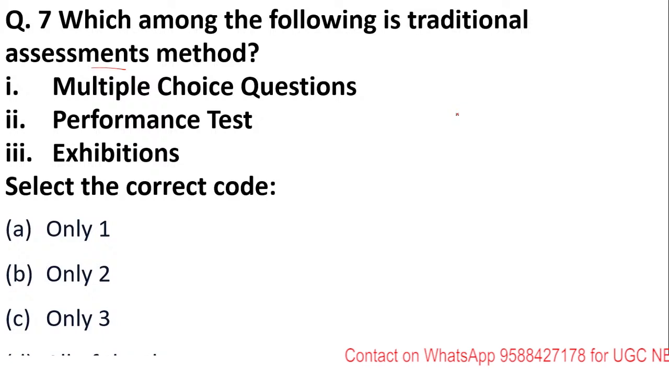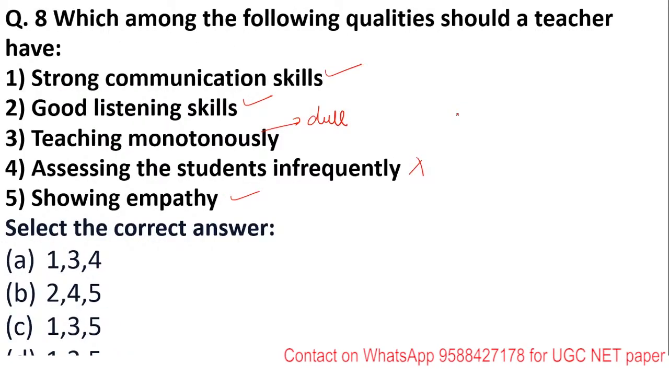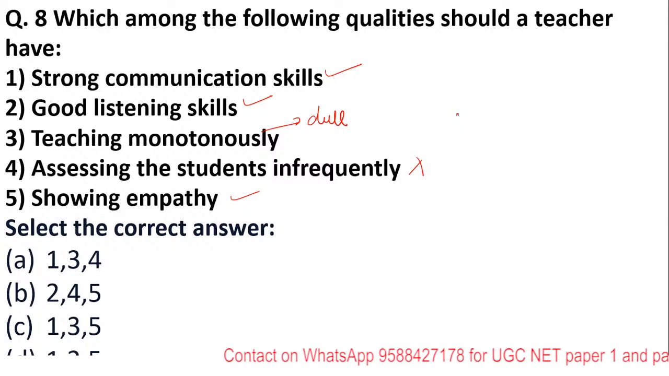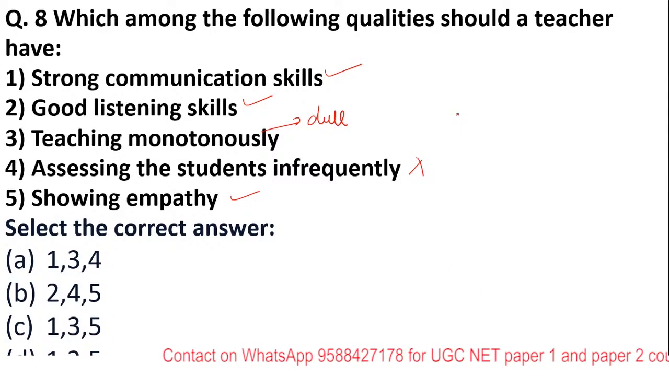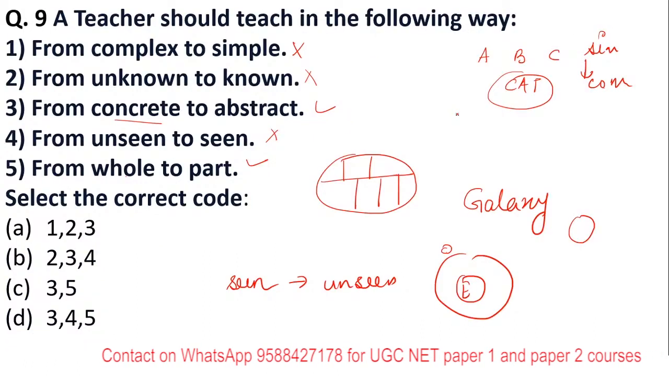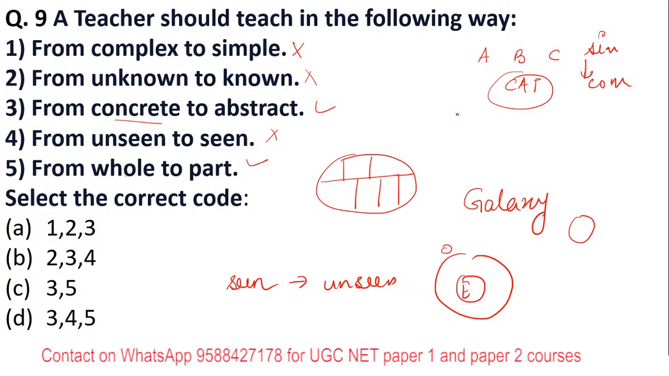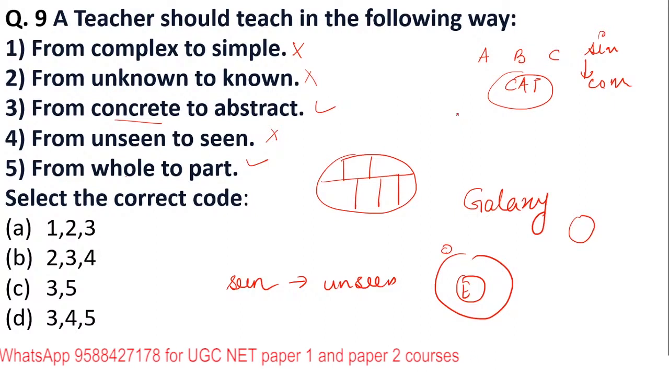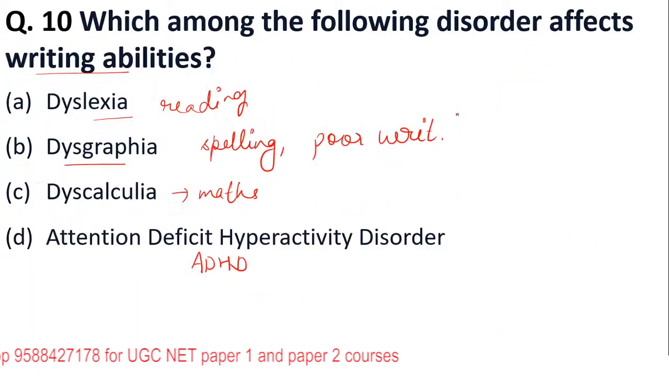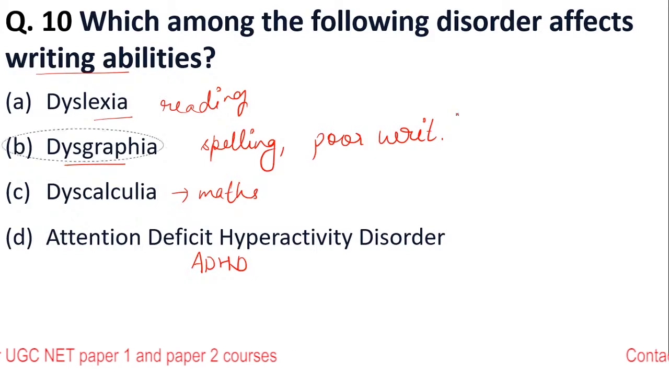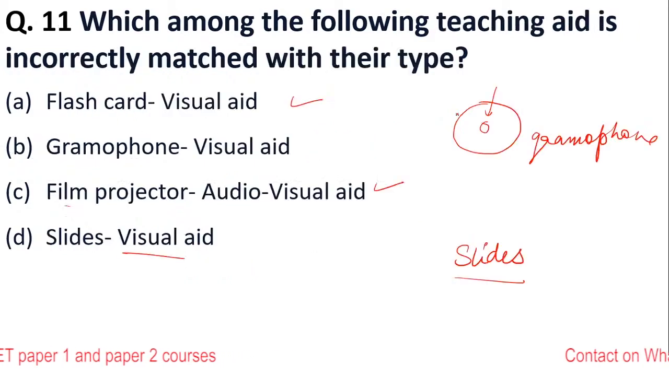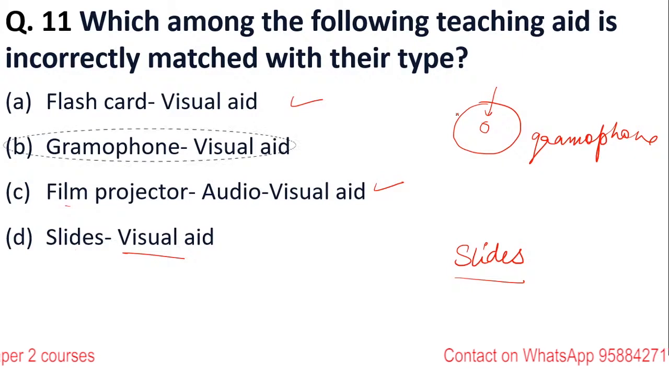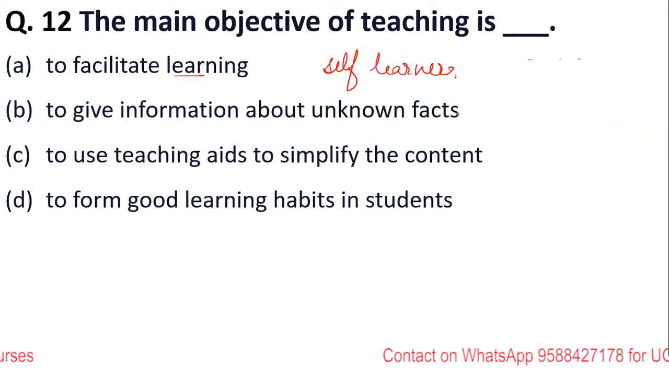Which of the following is a traditional assessment method? It was MCQs. Which of the following qualities should a teacher have? A teacher should have good communication skills, good listening skills, and show empathy. A teacher should teach from known to unknown, from concrete to abstract, and from whole to part. Which of the following disorders affects writing abilities? It is dysgraphia. Which teaching aid is incorrectly matched? It is the gramophone. The main objective of teaching is to facilitate learning.